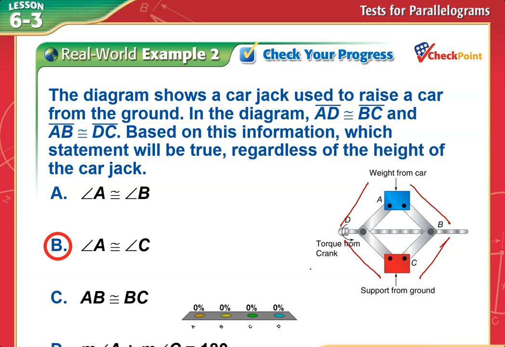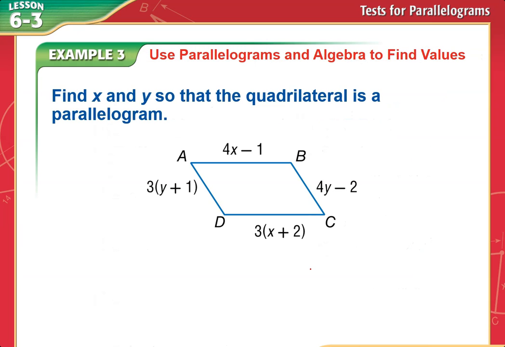All right, so next problem we're going to try to find x and y so that the quadrilateral is a parallelogram. That shouldn't be too hard. We know that 4y minus 2, being one side, must be congruent to the opposite side, therefore their measures must be equal. So we have 3y plus 3. I just distributed my 3 through right here. Now I'm going to subtract 3y from both sides and add 2 to both sides. Therefore I got y equals 5.